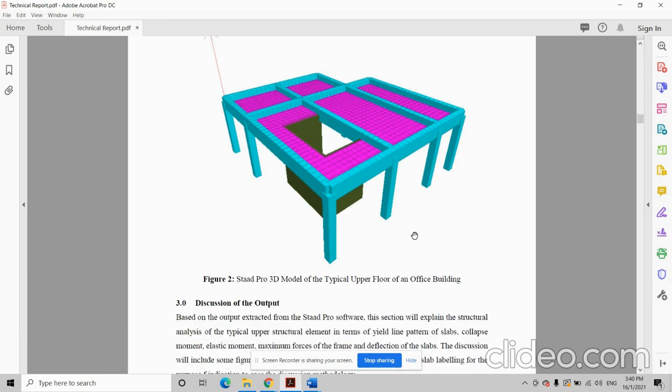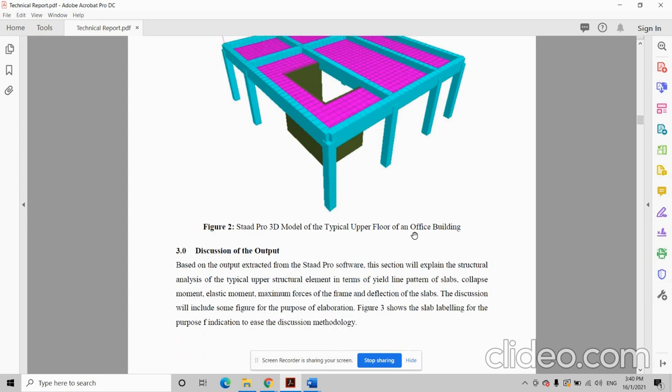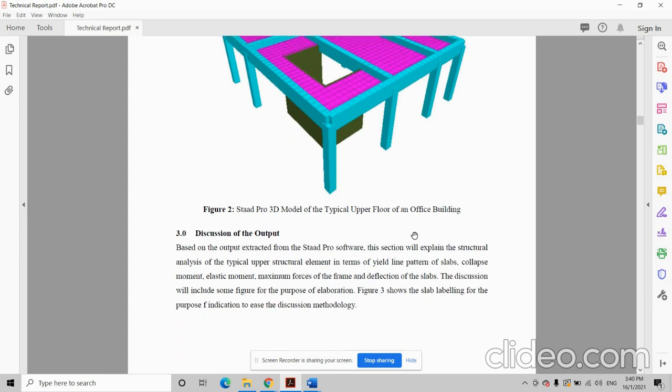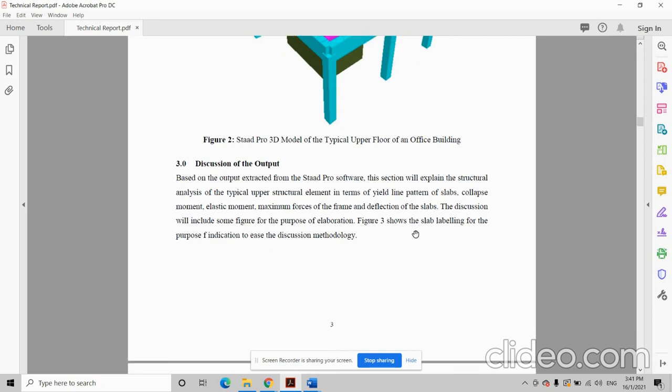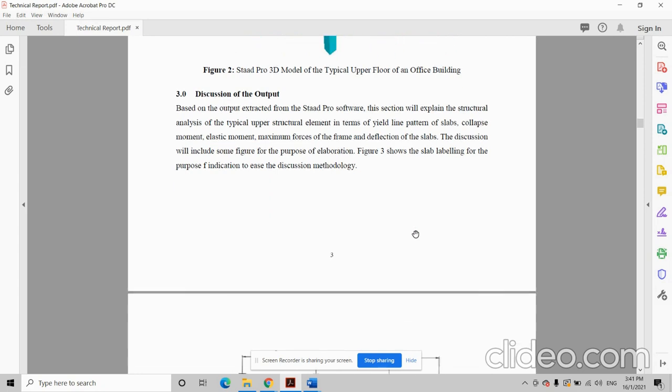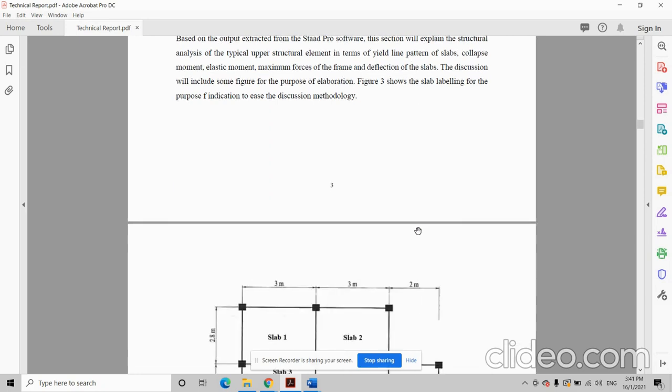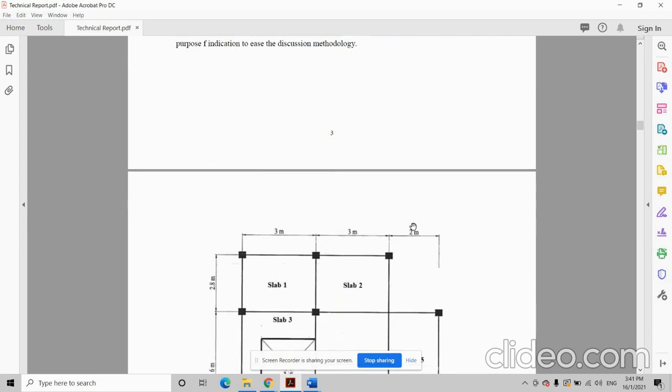to support uniformly distributed load with point load and line load at the midspan respectively. Based on the output extracted from the StatPro software, this section will explain the structural analysis of the typical upper structural element in terms of yield line pattern of slabs, collapse moment, elastic moment, and maximum forces of the frame and the deflection of the slabs. The discussion will include some figures for the purpose of elaboration.